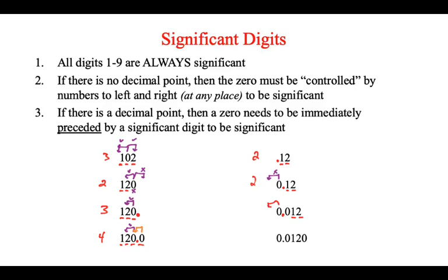What's to the left? Nothing. What's to the left? Just a placeholder at best. It's a non-significant digit, which then means last one.